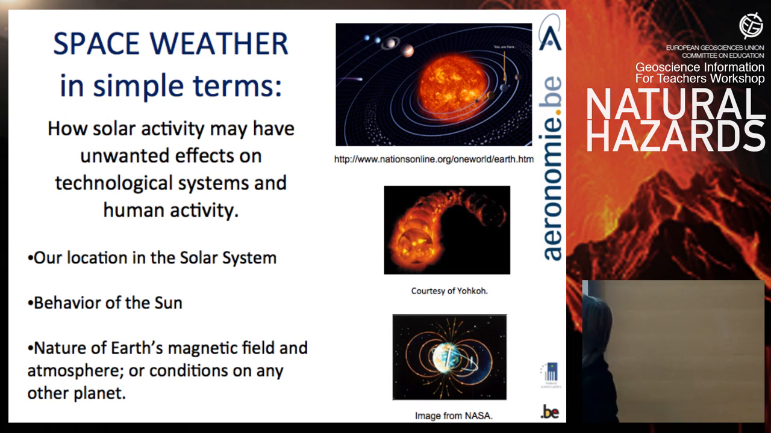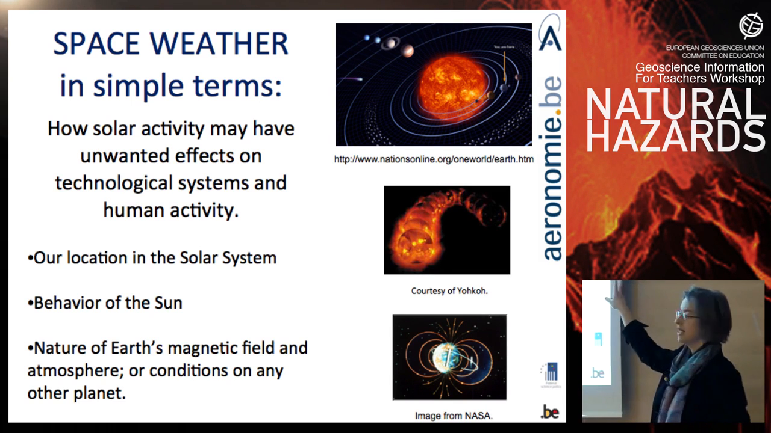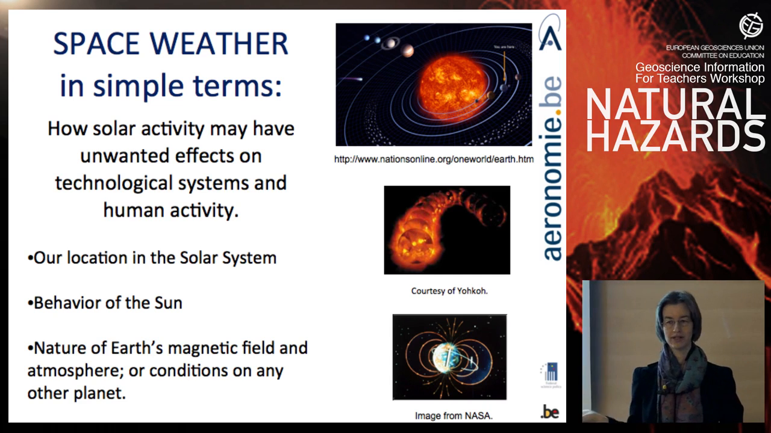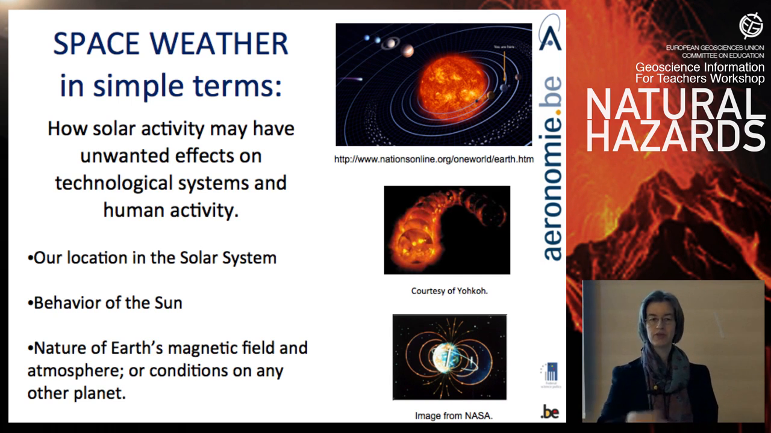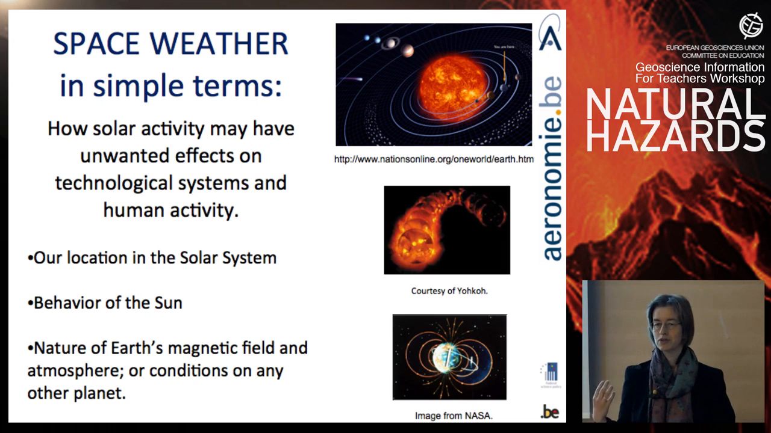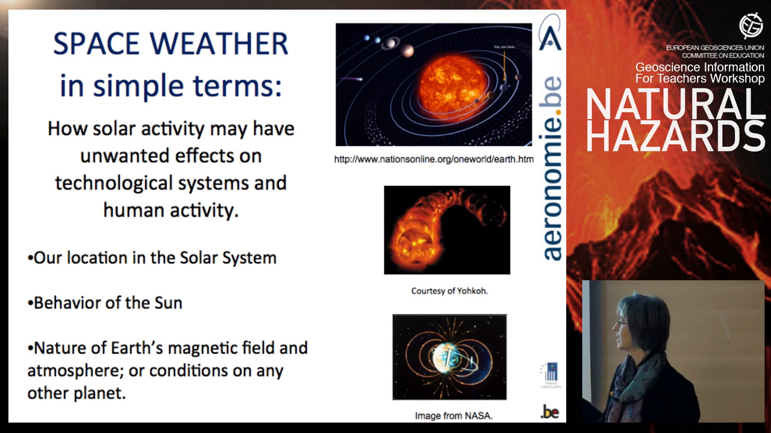So I already mentioned the behavior of the sun. The sun has this 11-year solar cycle, solar maximum, where there's lots of activity. You hear about phenomena in the news like coronal mass ejection, solar flares, sunspots, a lot of sunspots. I'll show you some examples of those in the next slides.